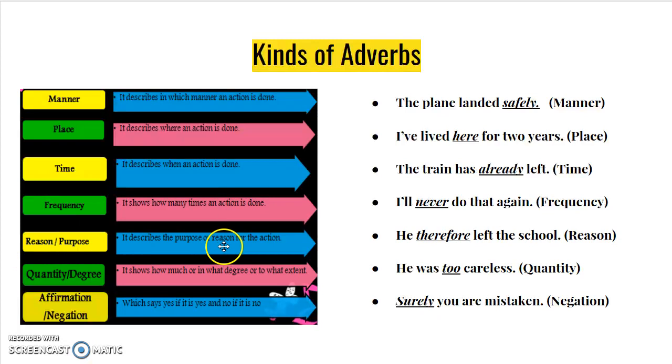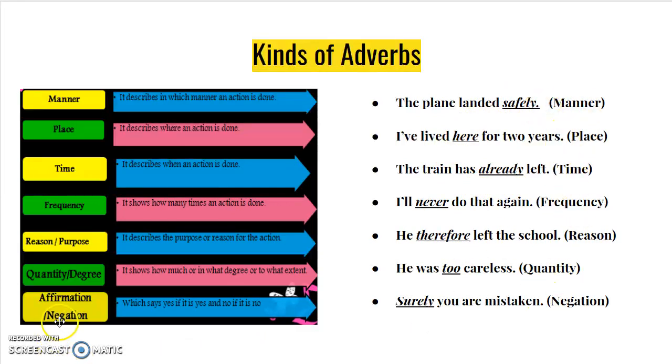Adverbs of reason or purpose. It describes the purpose or reason the action is taken. So he therefore left school. That was his reason. He left school. Adverb of quantity or degree. It shows how much or in what degree or to what extent. He was too careless. So even the word too. And if we look at our pattern that we talked about before, not every single one ends in ly. But ly is an indicator.